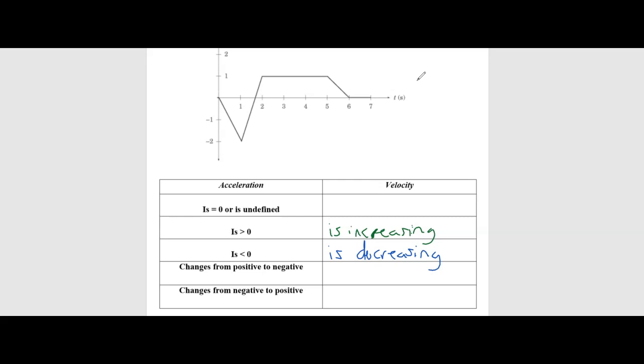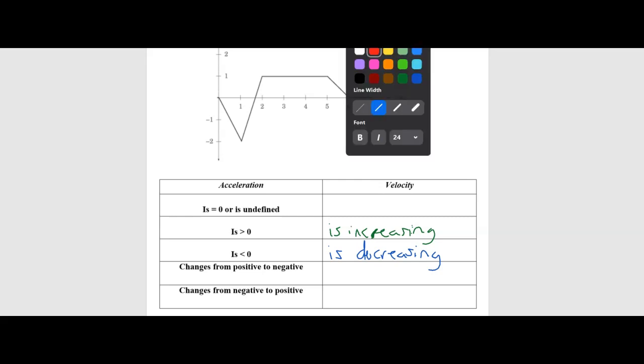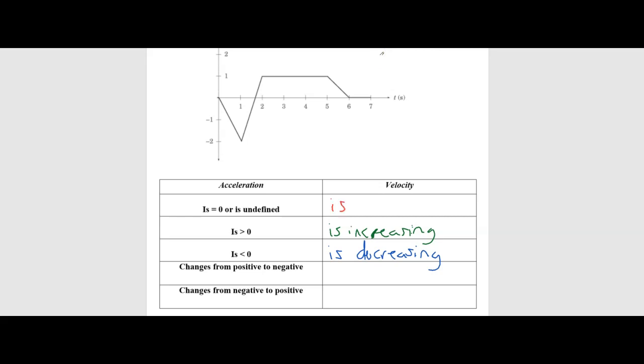Now, when the acceleration is 0, that just means our velocity is constant. So velocity would be the same value. It's not changing at all. When the acceleration changes from positive to negative, well, when the derivative changes from positive to negative, our original function changes from increasing to decreasing.